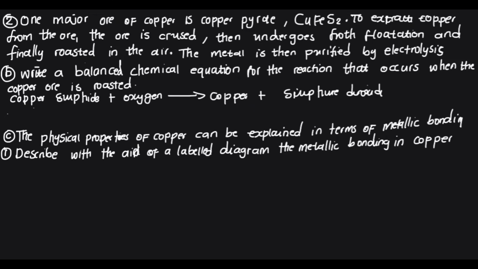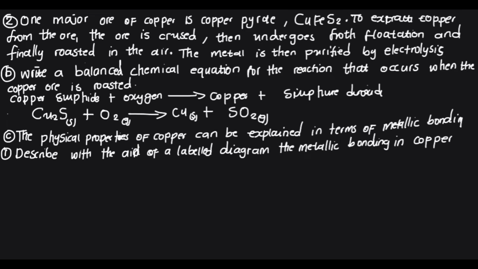From there, the chemical formula for copper sulfide is Cu2S. Cu2S plus O2, oxygen, diatomic, a gas. Then we have copper, Cu, solid, plus sulfur dioxide, SO2, which is a gas.